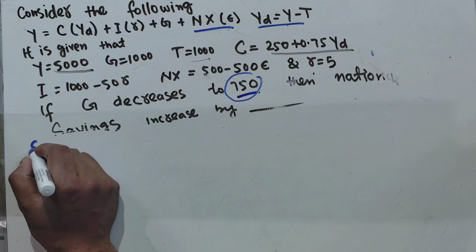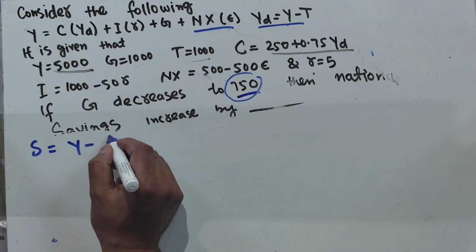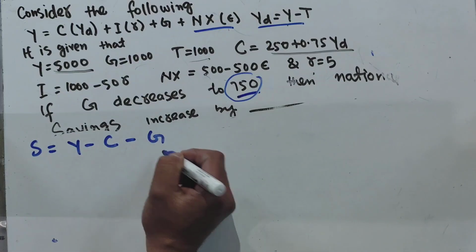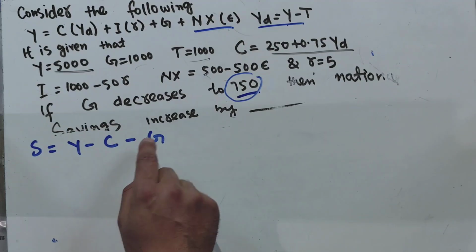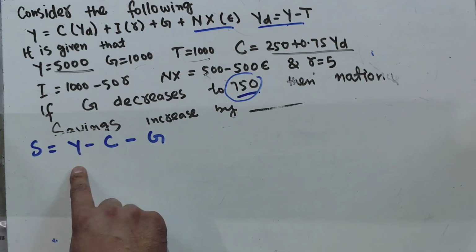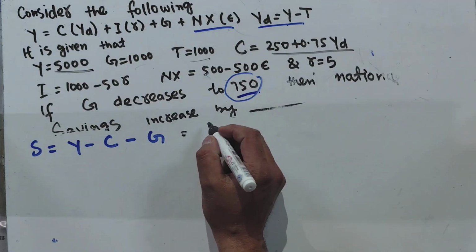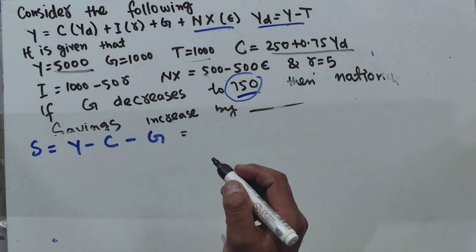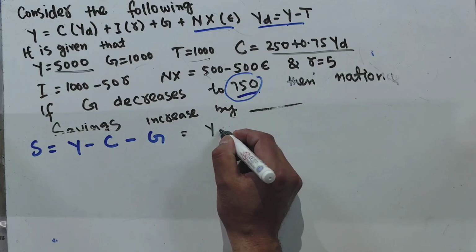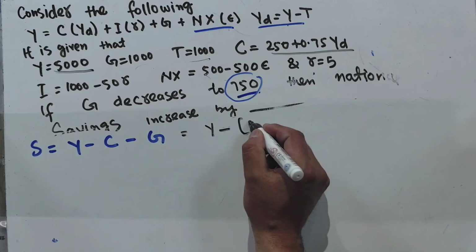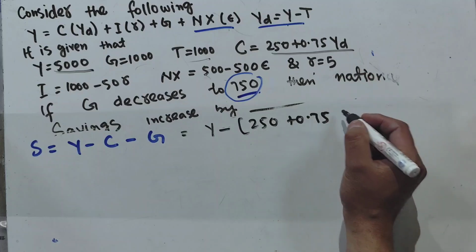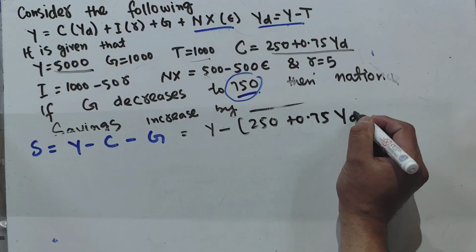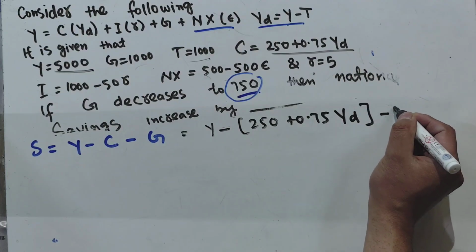We know that the savings will be equal to total income minus consumption minus the government expenditure. When we subtract consumption and government expenditure from the total income, we get the national savings. So specifically in this question, it will be equal to Y minus the consumption function, which is given to us as 250 plus 0.75 times the disposable income, let's write it Yd, minus the government expenditure.